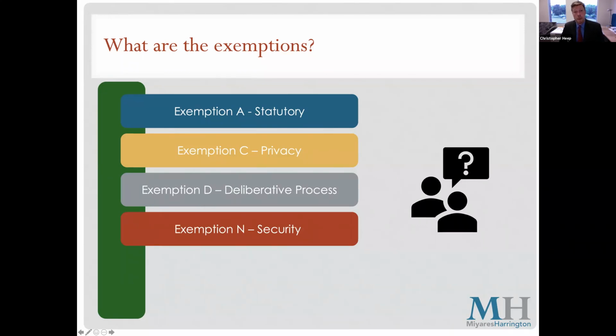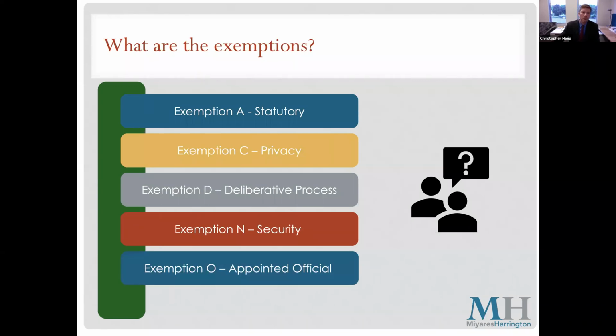Exemption N to the public records law covers security information, particularly regarding the deployment of security measures for town functions. Exemption O covers personal information relating to appointed officials only: home address and phone number and other personal information for appointed officials. And the last one I'll mention here is attorney-client communications.